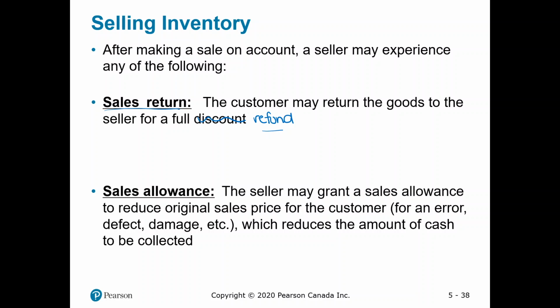A sales allowance is now the seller granting an allowance to reduce the original sales price. So maybe there was an error, a defect, some minor damage. So our customer now, they've decided to keep the inventory, but we are giving them this reduction in price. So we record this adjustment for the reduced amount that we will collect.